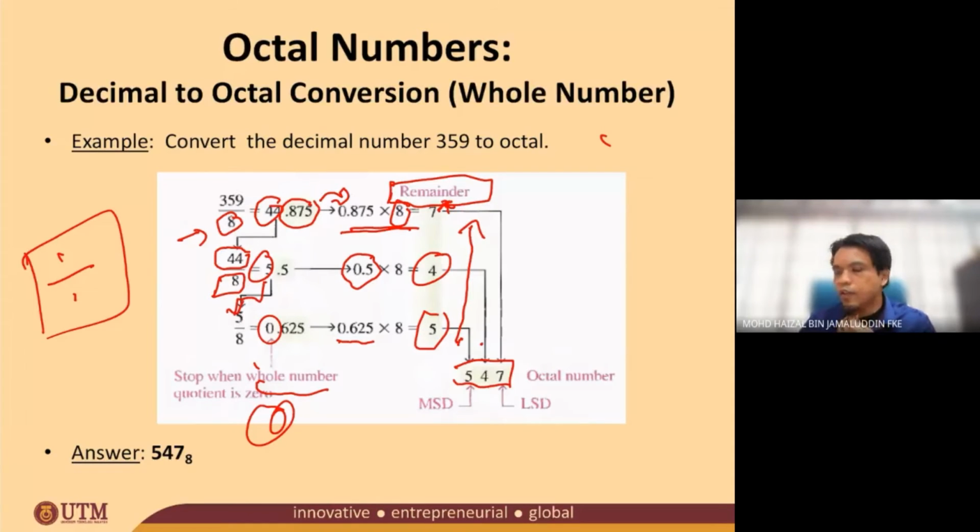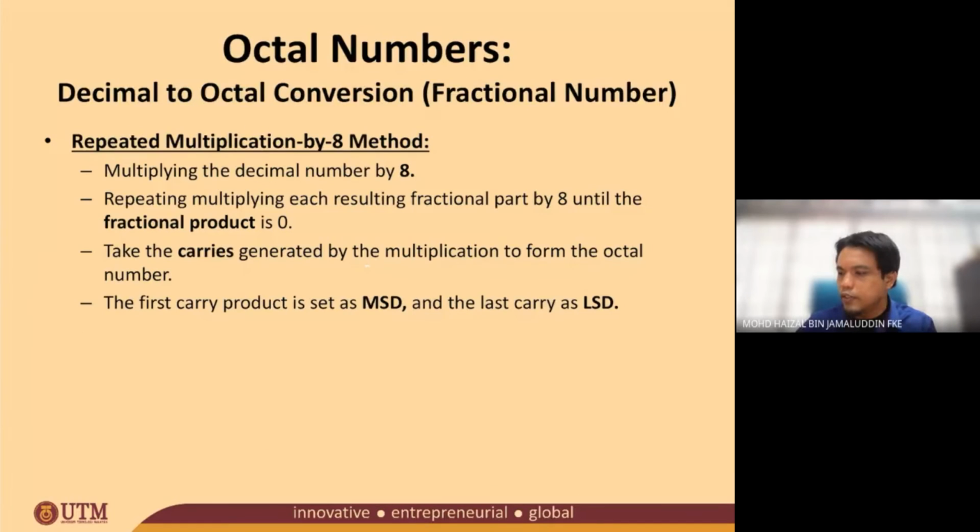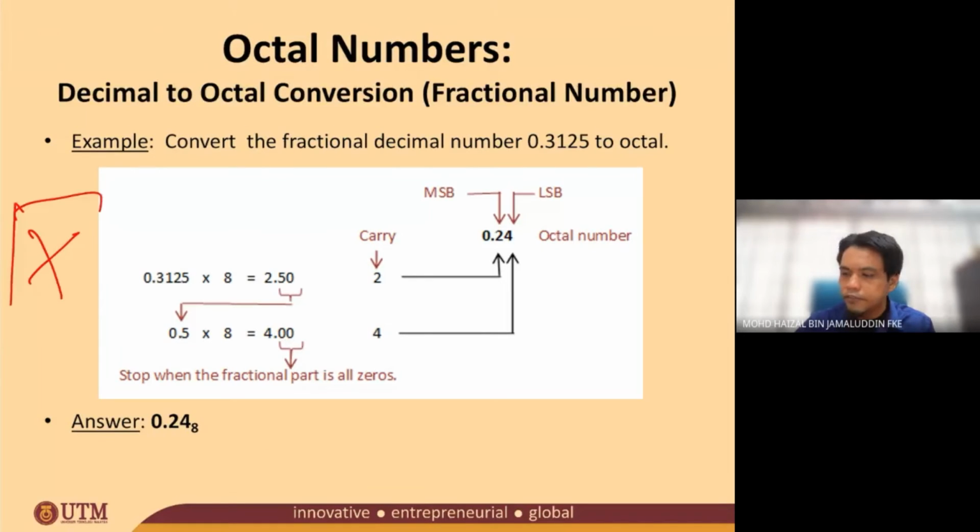Okay, next. So this is for the whole number. For the fractional number, again, you need to do the multiplication. For example, 0.3125. It's very easy, just times 8. You get 2.50, and you take the whole number as a carry, and the balance is 0.5. You multiply again and stop when the fractional part is 0.